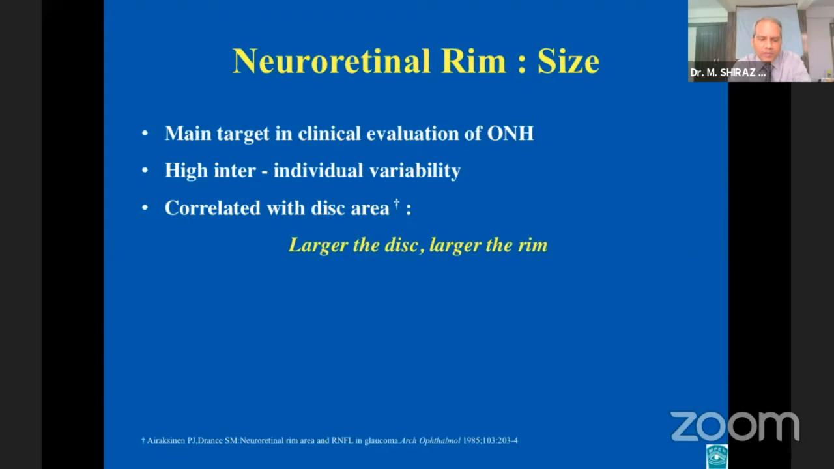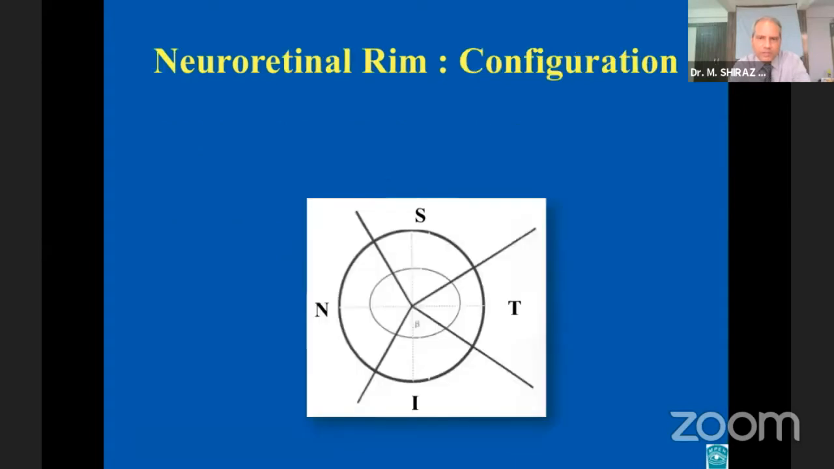The neuroretinal rim is one of the main targets in the clinical evaluation of the optic nerve. The neuroretinal rim size demonstrates considerably high inter-individual variability, and it is significantly correlated with optic disc area. Larger the optic disc, larger is the rim area. The neuroretinal rim area shows a characteristic configuration. It is based on the vertically oval shape of the optic disc and horizontally oval shape of the optic cup.